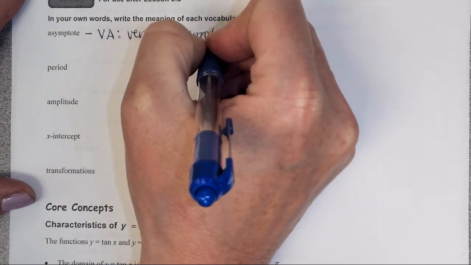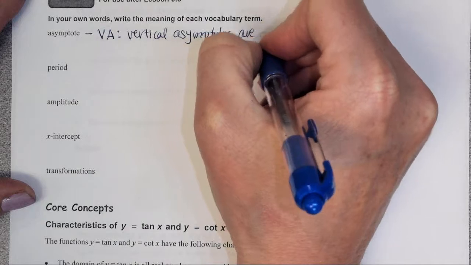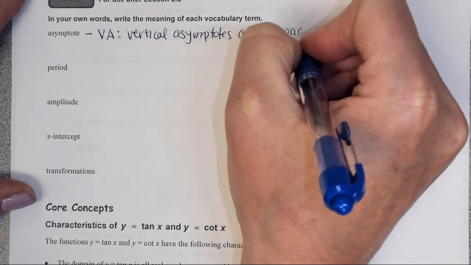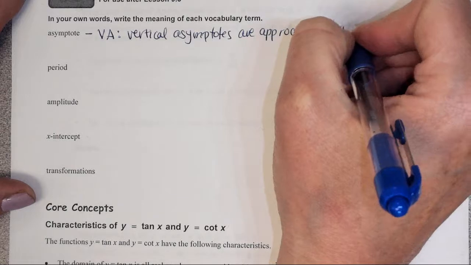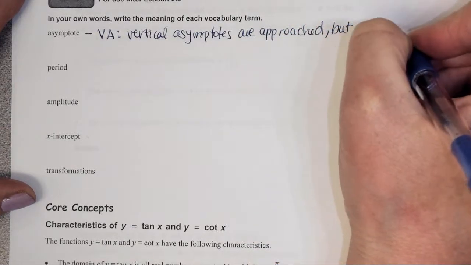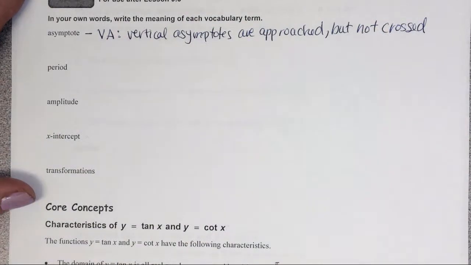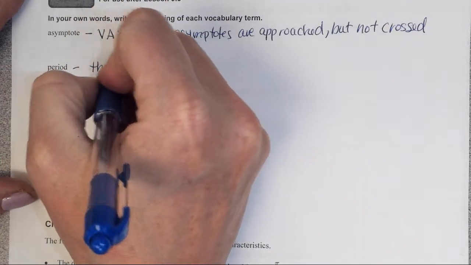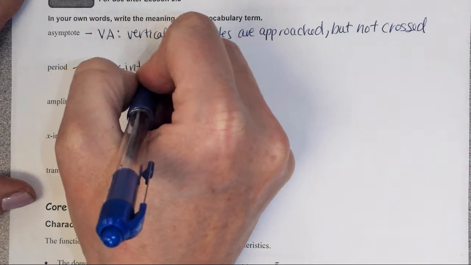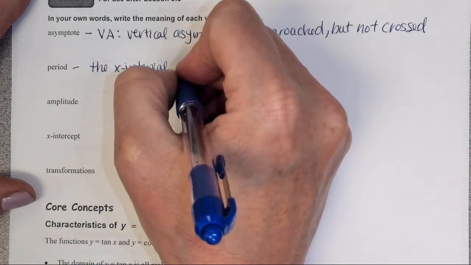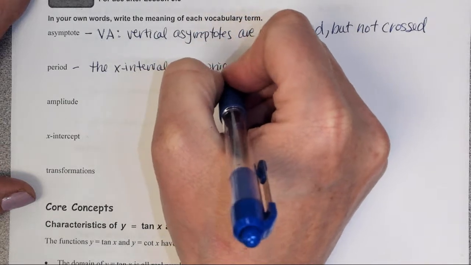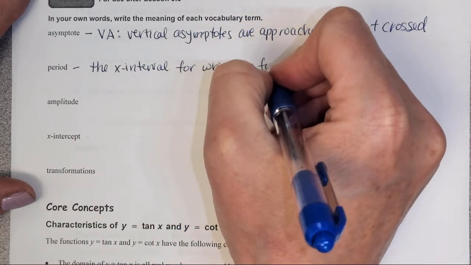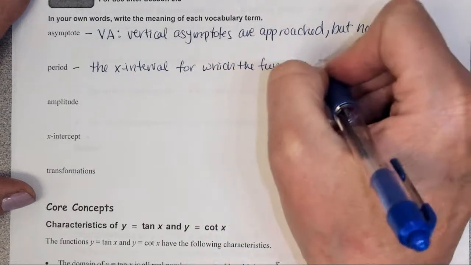Vertical asymptotes are approached but not crossed. So these are going to be values that we're going to get closer and closer to, but we're never going to cross over them. The period is the x interval for which the function completes a cycle.